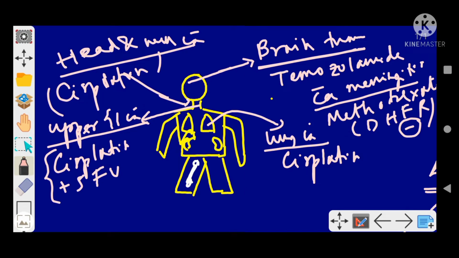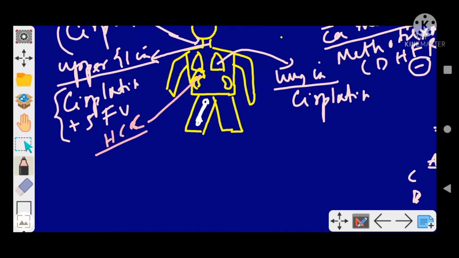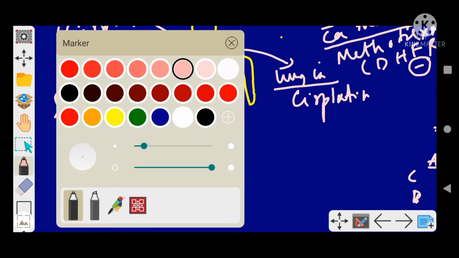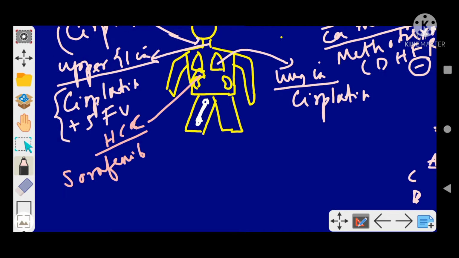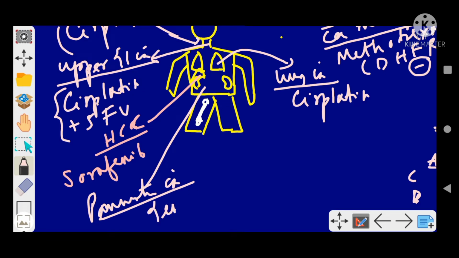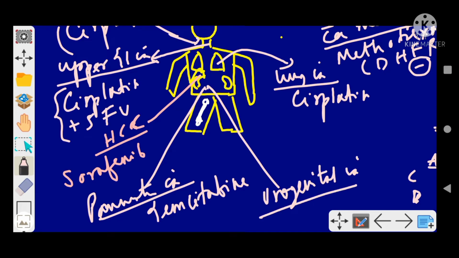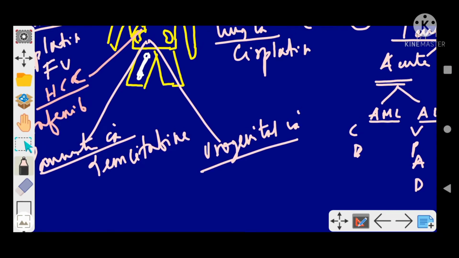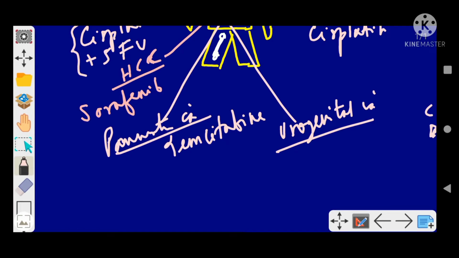After that we are taking hepatocellular carcinoma, correct? HCC is hepatocellular carcinoma. So for hepatocellular carcinoma we use sorafenib, correct? Then let's take pancreatic carcinoma, and here we use gemcitabine, correct? Then let's take urogenital carcinoma. In urogenital carcinoma, the drug of choice is cisplatin. Drug of choice is cisplatin, correct?